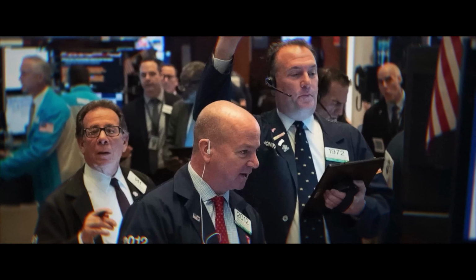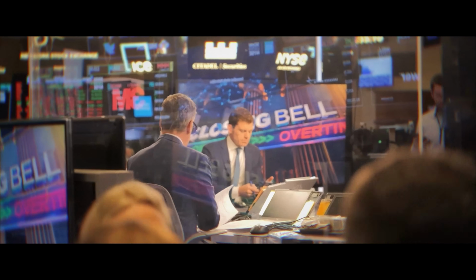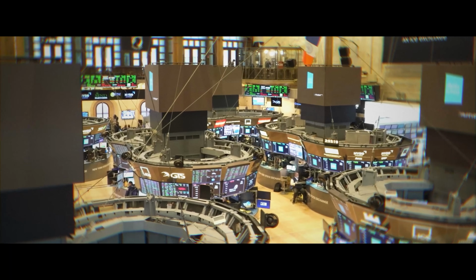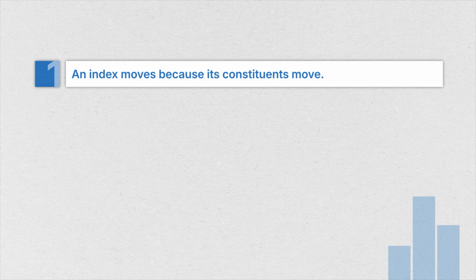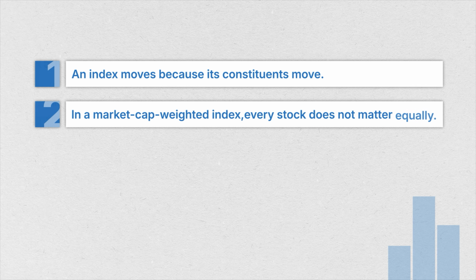In the US, traders have access to several live intraday breadth indicators such as NYSE Advanced Decline Line and NYSE Tick. We do not have the same ecosystem in India, so this is my attempt to build something that may still be useful in our context. Now think of it as a practical experiment, not a perfect solution. The indicator is based on two simple premises. First, an index moves because its constituents move. And second, in a market cap weighted index, every stock does not matter equally. A heavyweight stock has much larger influence on the index than a smaller constituent.